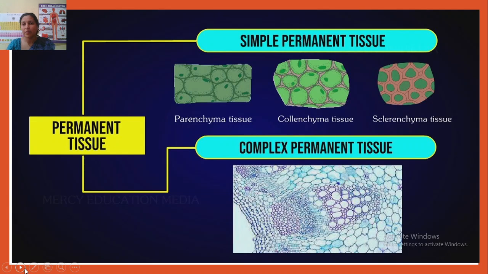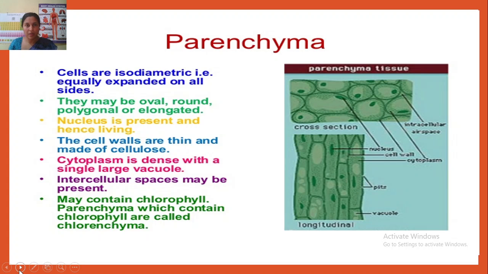See the diagrams of the simple permanent tissue and the complex permanent tissue. Simple permanent tissues consist of three different types of cells. According to the shape of the cells and the nature of their cell wall, we group them into three groups: parenchyma, collenchyma, and sclerenchyma. First we'll look at the parenchyma.